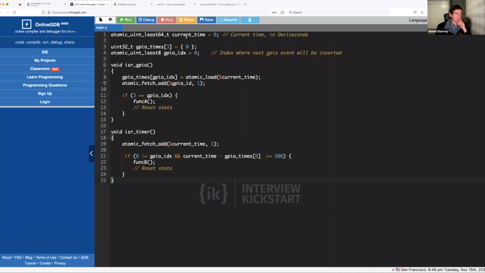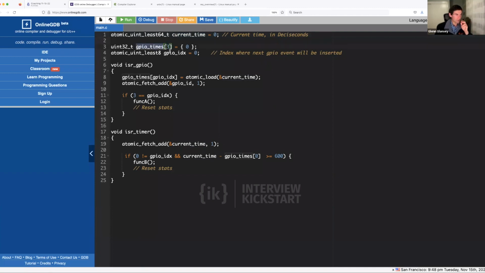bookkeeping purposes. The first thing I have is an atomic 64-bit variable that represents the current time. Not the current wall time, but the current time with respect to these interrupt routines. So it starts at 0 and it increments from there.